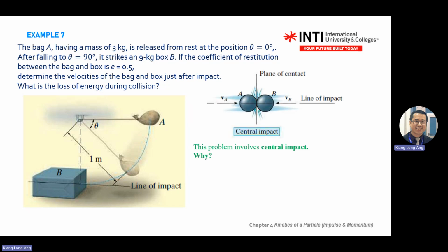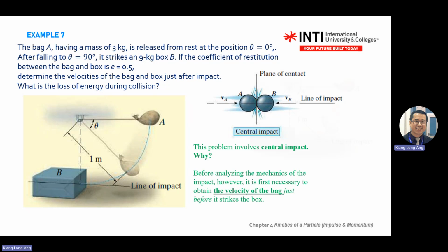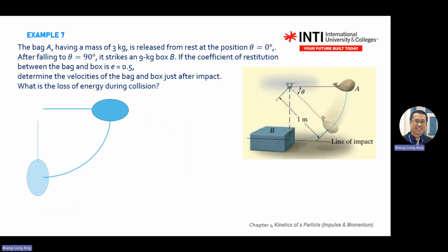So in this case, it is a central impact scenario because when we hit at the line of impact, both go in a straight line. Okay, then how do we solve? We solve by solving one individual body first. We go by drawing a datum because it asks us for loss of energy. So we'll have conservation of energy here, which is kinetic plus potential before equal to after.